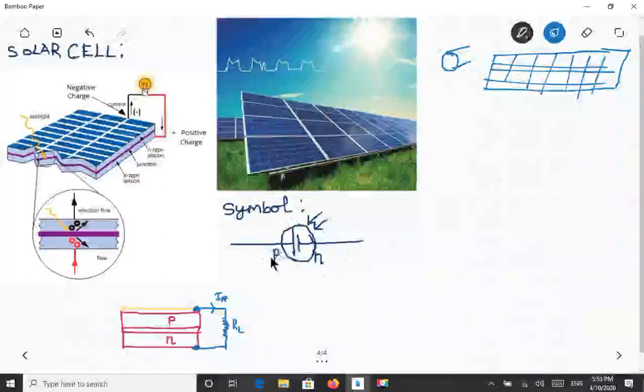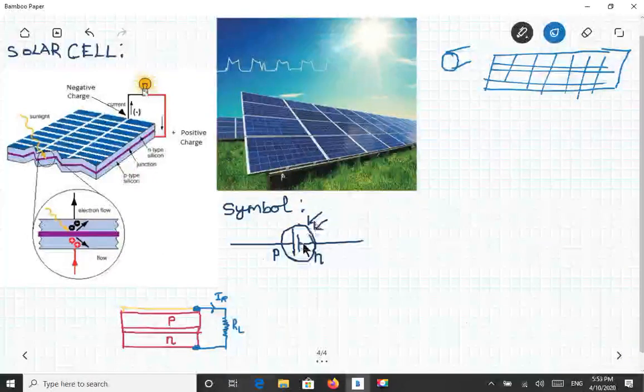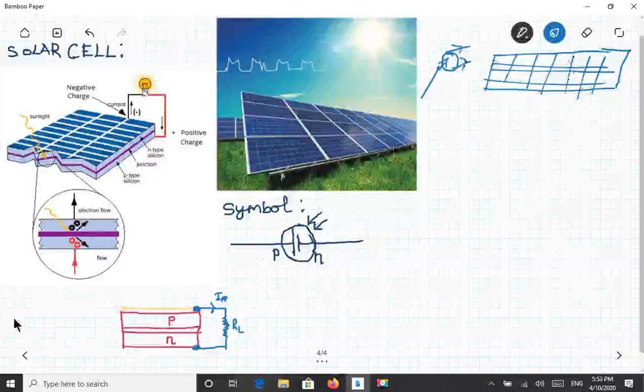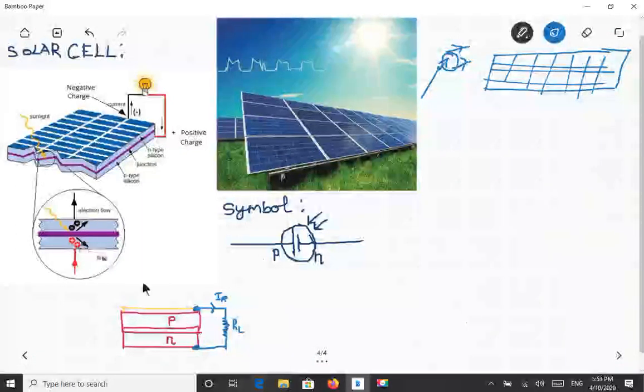So this is the symbol for the solar cell, which has the positive vertical line and a small negative vertical line. As usual, this pair of arrow marks represents the light getting in. When the light hits, electricity will be generated. That's the concept, as with a photodiode: when the light hits the photodiode, electricity will be generated. The only difference is the bigger surface in this solar panel. The concept is similar.